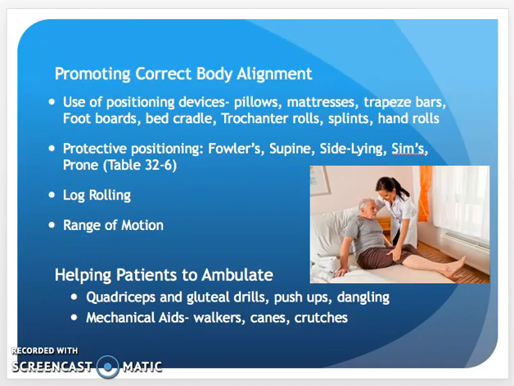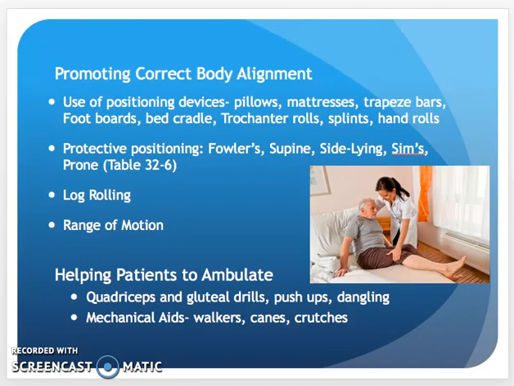There's also protective positioning. There are two places in your textbook that show illustrations of these different positions: page 1068, table 32.6, and also table 25.2 on page 634. They include Fowler's, which is sitting up in bed. That could be a low Fowler's at about 30 degrees, semi-Fowler's, about 45 degrees, or high Fowler's. And that promotes cardiac and respiratory functioning.